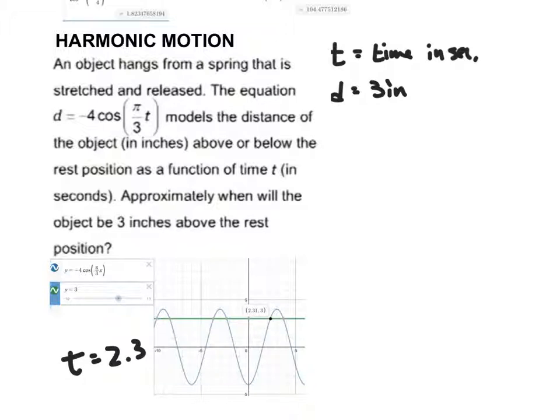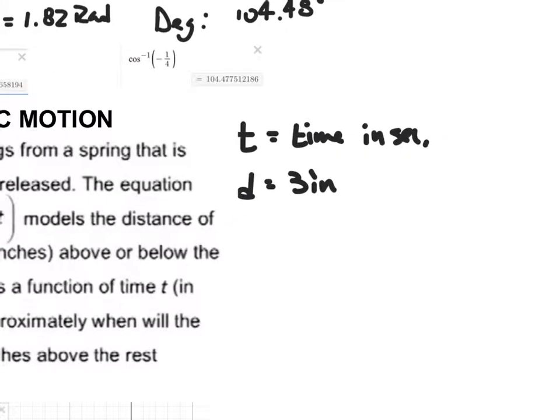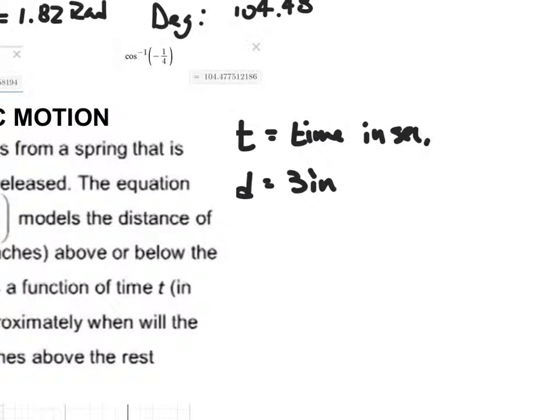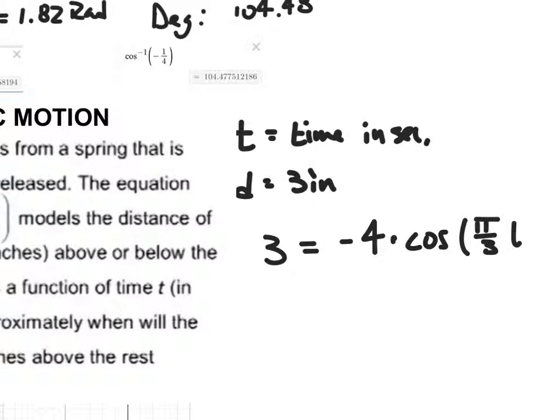And you can always solve these kinds of things graphically, which is nice. But we can also do it by hand. So what I want to do is plug 3 into that equation. I've got 3 is equal to -4 times cosine of pi over 3t. And so we're going to solve this. This is going to be one of those questions where it's not as easy as it typically seems.